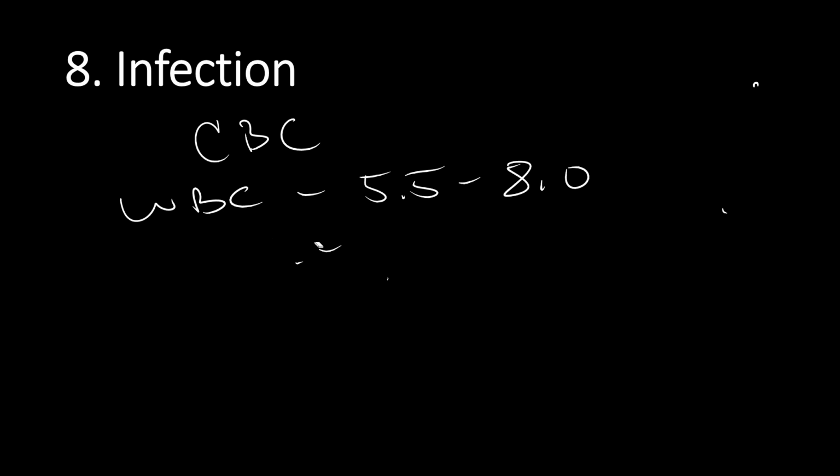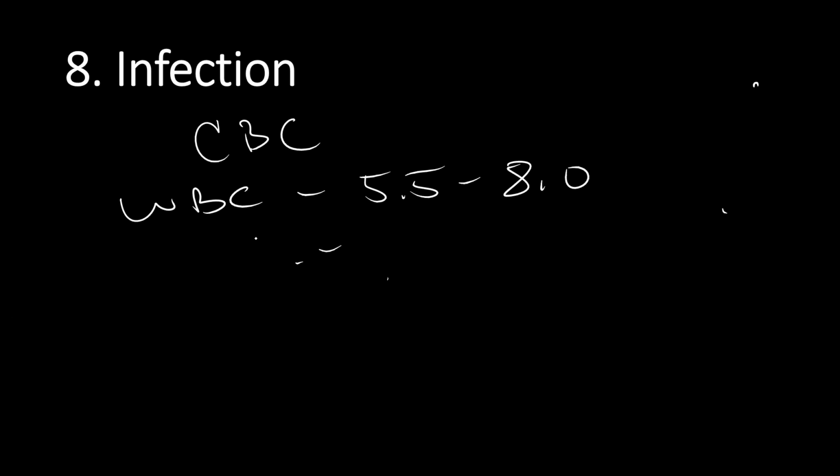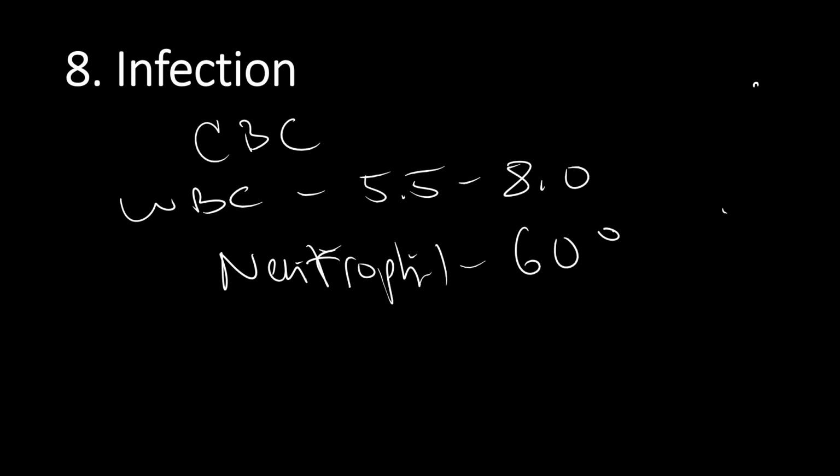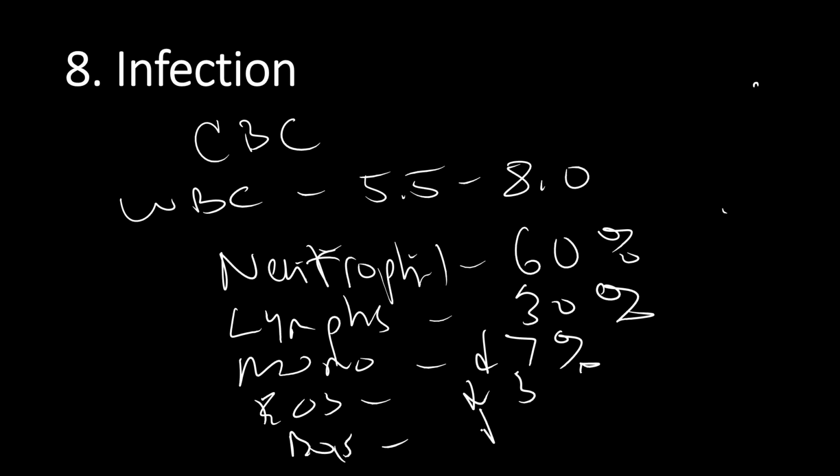And when I look at this, I look at it fairly tightly, and I'll say that neutrophils, if you're not fighting anything, should be at 60% of the distribution, while lymphocytes should be at 30%, and monocytes should be below 7%. Eosinophils should be below 3, and basophils should be below 1.